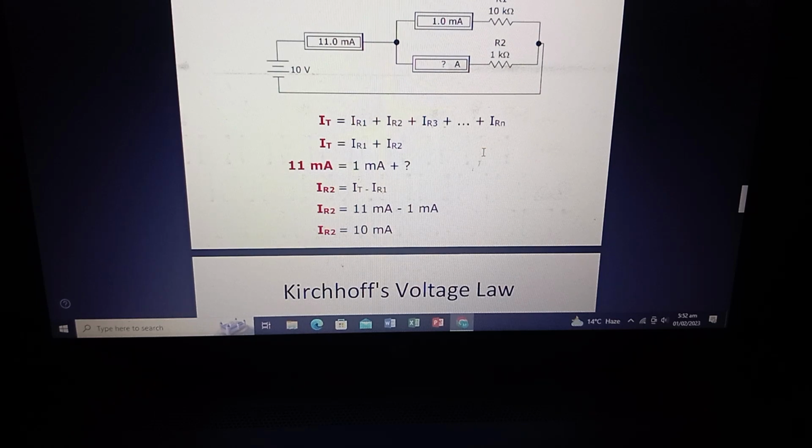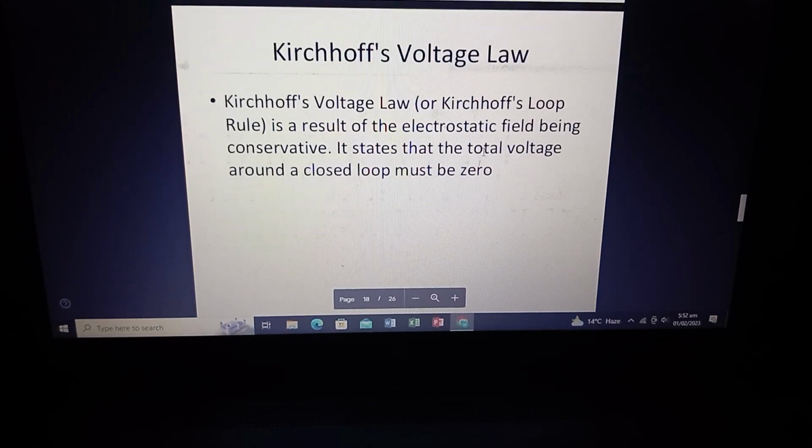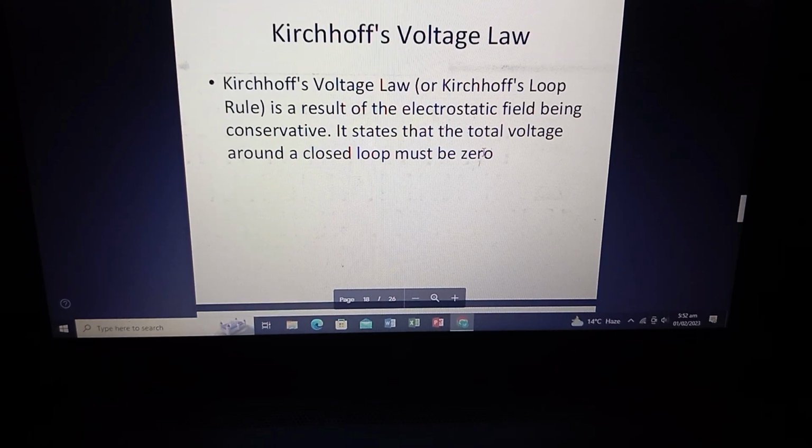Now moving to the next topic, named Kirchhoff's voltage law. In short form we write it as KVL. It deals with voltage.